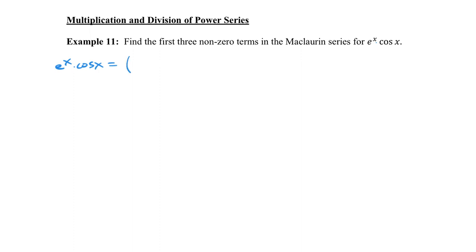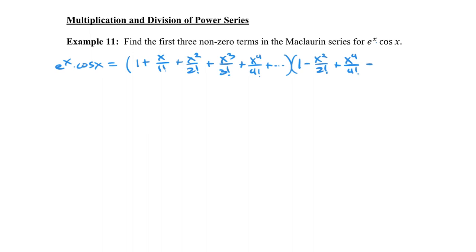So e to the x, we know this one because we actually found both of these. So this is going to be 1 plus x over 1 factorial plus x squared over 2 factorial plus x cubed over 3 factorial. And then you want the first 3 non-zero terms. I'm going to go one more, plus x to the 4th over 4 factorial, plus dot, dot, dot. And then I multiply by cosine. Okay, so cosine of x is 1 minus x squared over 2 factorial, plus x to the 4th over 4 factorial, minus x to the 6th over 6 factorial, plus dot, dot, dot.